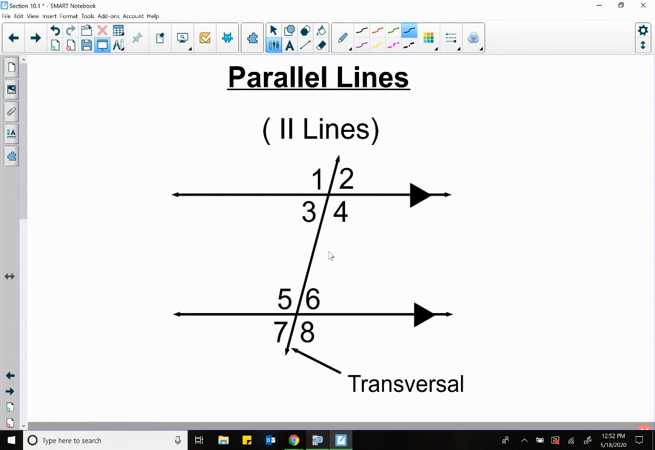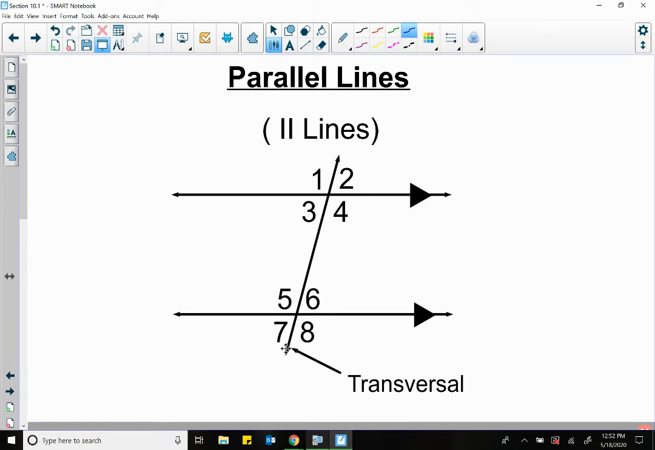Now, when you were in high school, you learned lots of little parallel line sayings, like if two parallel lines are cut by a transversal, then such and such happens. So we're going to talk about those such and suches. But first I want to talk about what a transversal is. In that statement, if two parallel lines are cut by a transversal, this line right here is a transversal.